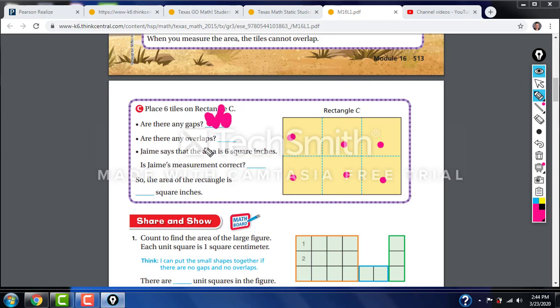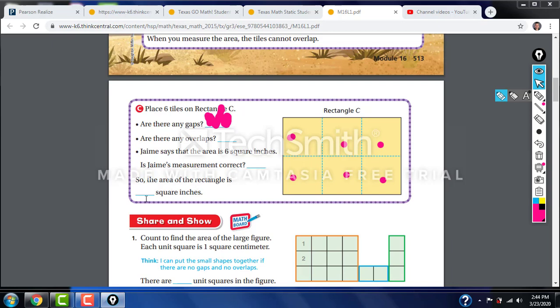Sorry. Are there any overlaps? Do any of these overlap with the other ones like they did in question B? Well, the answer is no here also. Here's the question here. Jamie says the area is 6 square inches. Is Jamie's measurement correct? Well, the answer here is yes.